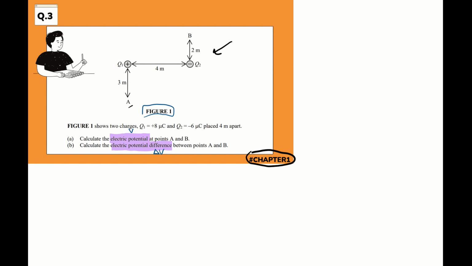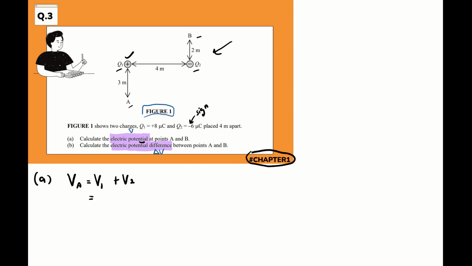We have point A, point B, Q1, Q2. The first one is to calculate the potential at point A and point B. So basically the potential at point A is contributed by potential from charge number 1 and also charge number 2. Please remember that when we calculate potential, we need to include the sign convention, the negative sign especially. So we substitute the equation.